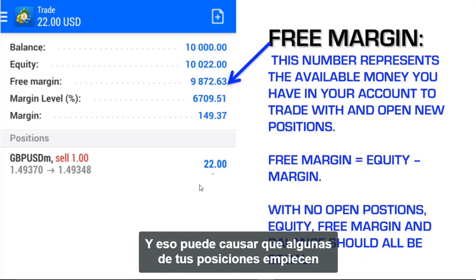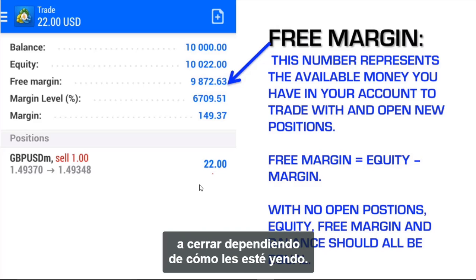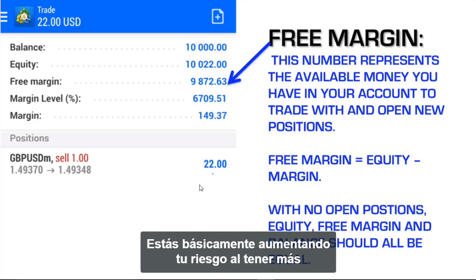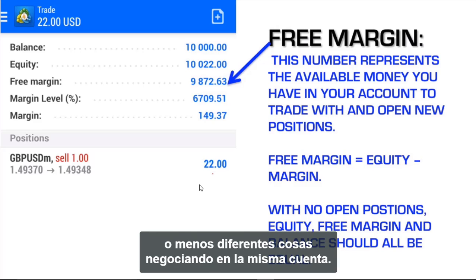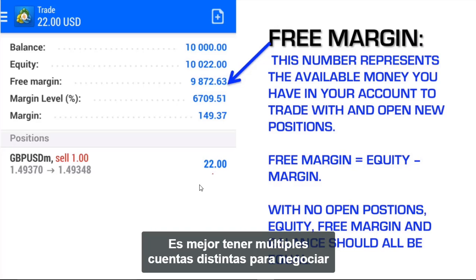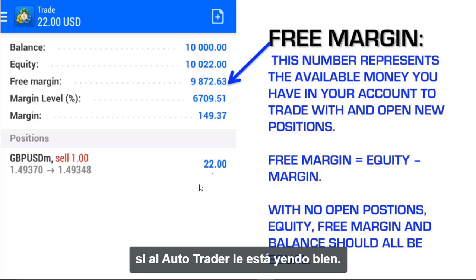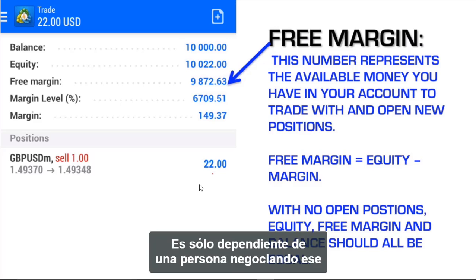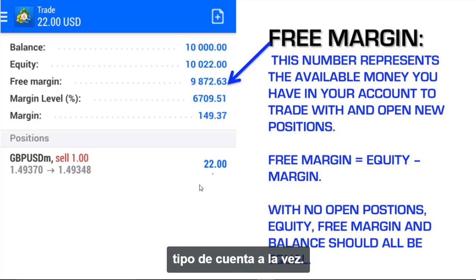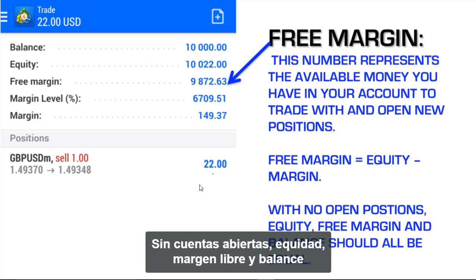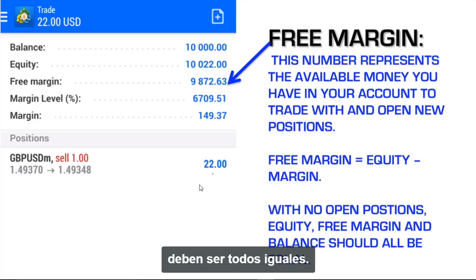And that can actually cause some of your positions to start closing depending on how they're doing. You're basically increasing your risk by having more different things trading out of the same account. It is best to have multiple different accounts to trade out of. That way your free margin is not contingent on if the auto trader is doing well, or if your swipe trade is doing well, or if you are doing well. It's only contingent on just one person trading that one type of account at a time. Hopefully that makes sense. With no open positions, equity, free margin, and balance should all be equal. They should all equal the same thing.